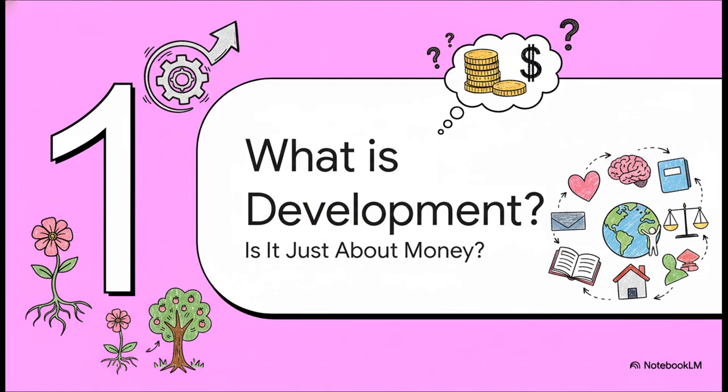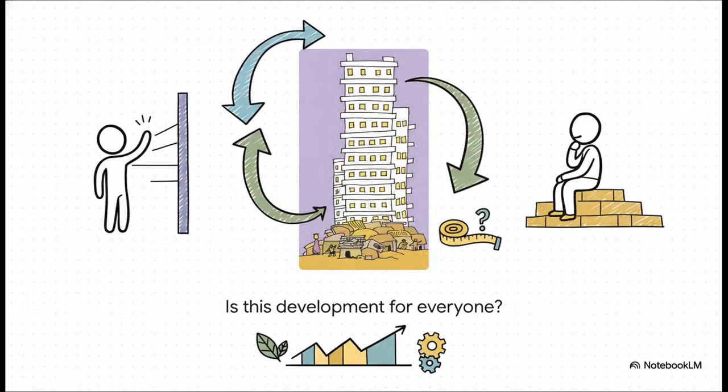So, what is development? As I asked before, is it just about money? Let's explore this question together. Now look at this picture. What do you see? On one side, we have a very tall, modern building. And right next to it, a slum. This is something we often see in our cities. We see it as a sign of development, but we have to ask ourselves, is this development for everyone? Is this what progress really looks like?